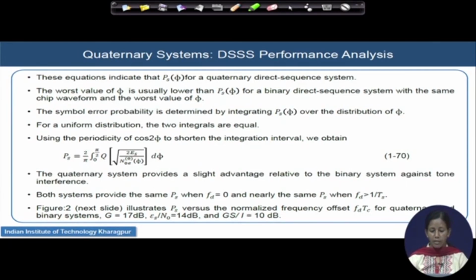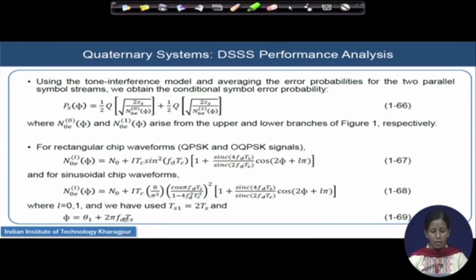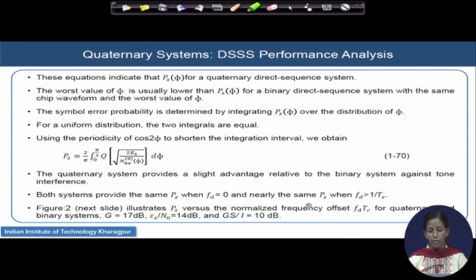And the equation indicates what? Finally, the equation indicates that this Ps(phi) for a quaternary system will be given by the total expression of the upper path error probability plus the lower path error probability, and they are equally probable. So it is half plus half.